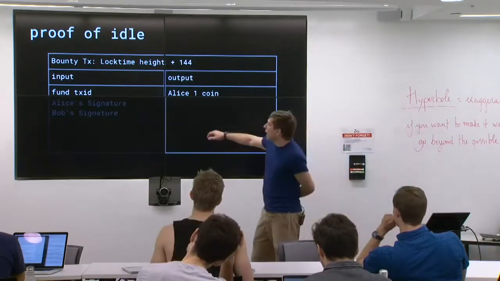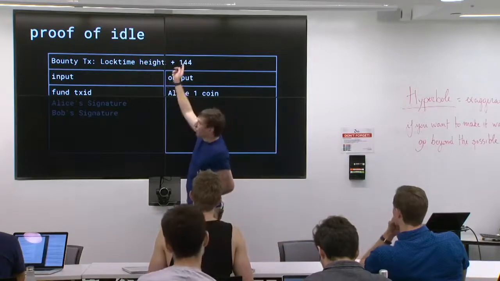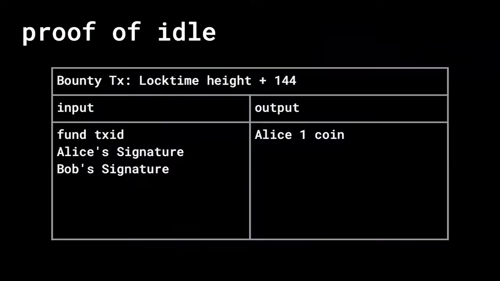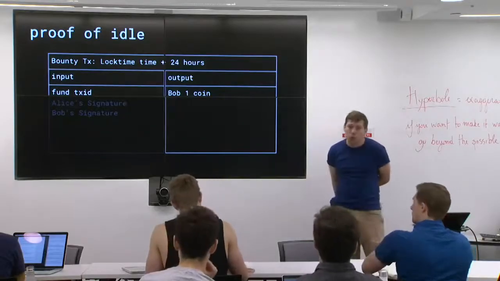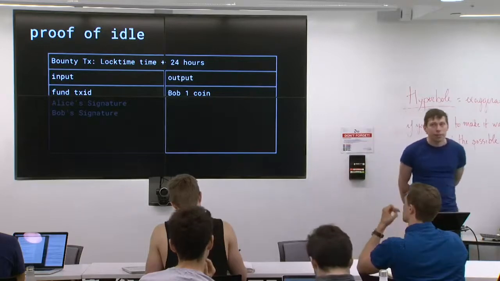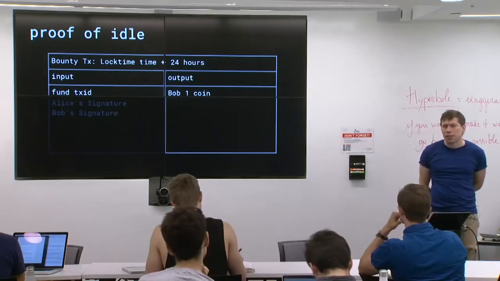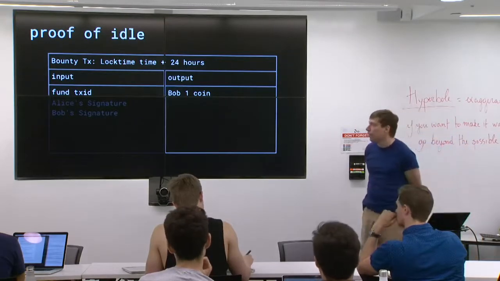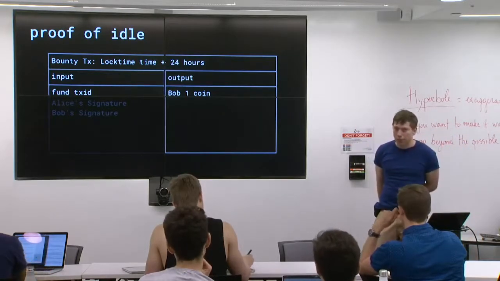So the one that pays Alice is height plus 144. So the current height of the blockchain plus 144, well, that should take about a day, right? If blocks come out every 10 minutes, 144 blocks is 1 day. For Bob, Bob gets a coin with the current lock time plus 24 hours. So in Bitcoin, you can specify either Unix time or block height. And I think everything above 500 million is a time, everything below 500 million is interpreted as a height, which means this whole system runs out in like a couple thousand years.